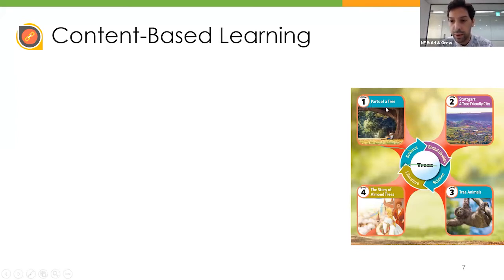Number 1, the first lesson is the parts of a tree. And as you can see here, this would be a scientific lesson. So we'd learn about the parts of a tree from a science perspective. Then we'd move on to Stuttgart, a tree-friendly city. This would be a social studies lesson where students learn about the importance of trees in a social context and how trees can change a city and can change people's quality of life. From there, we would move to tree animals, learning about different animals and how they make their homes in the trees. And then here we've got a story, a narrative in the subject of literature, which is called The Story of the Almond Trees. Students would get to read a short story about the importance of trees in this kind of fable.